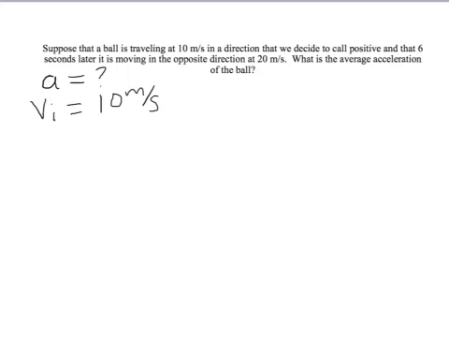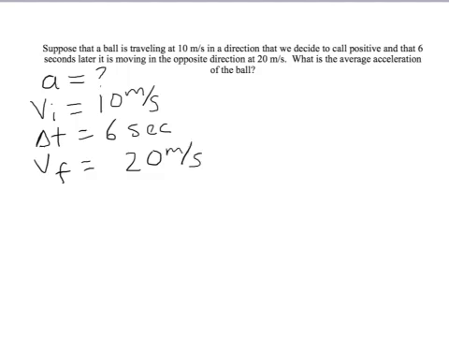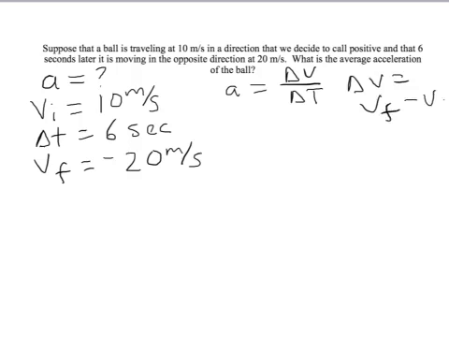From the context of the problem, I see that it's the initial, because 6 seconds later, which is delta t, it is traveling at a velocity of 20 meters per second in the opposite direction. Since the initial direction was positive, the opposite direction must be negative, and we're looking for acceleration. I know that the formulas are acceleration equals delta v over delta t, the change in velocity over the change in time, and the change in velocity is defined as vf minus vi.